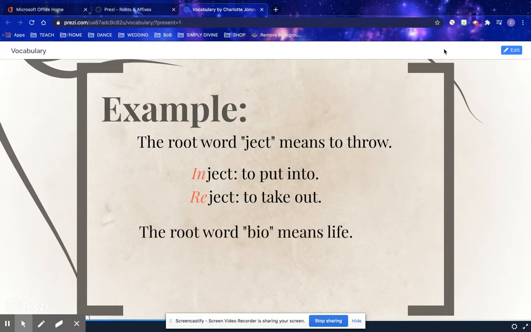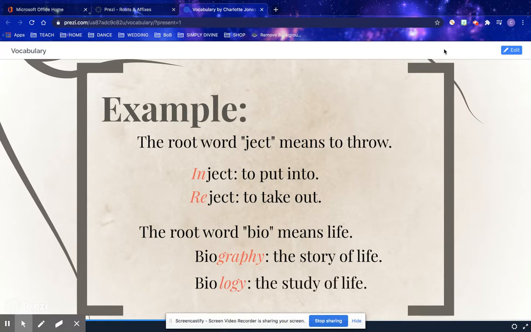If I take another root word like bio, which we know means life, and let's say this time I'm going to add a suffix, and I'm going to add the suffix graphy, I now have the word biography. Biography is the story of life. Bio means life. Graphy means story. If I take the same root word bio, which means life, and I add the suffix logy, I now have the word biology. Biology is the study of life. Bio means life, and logy means the study of.